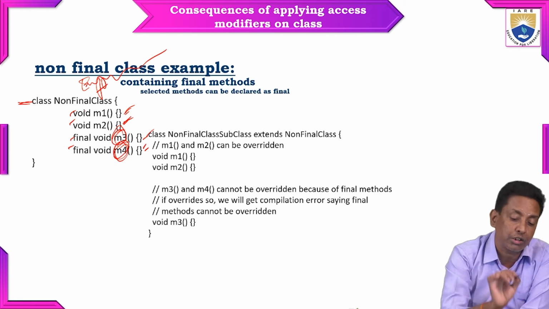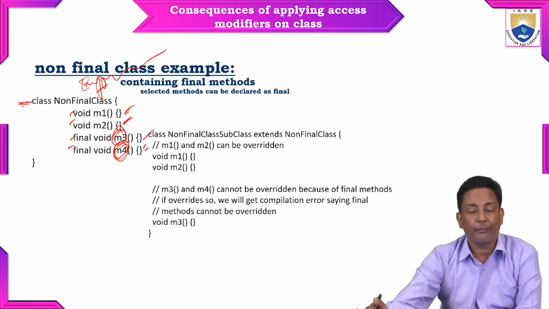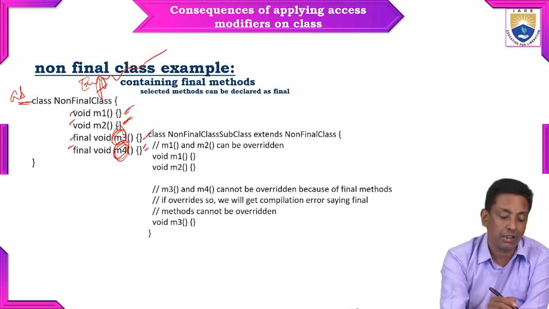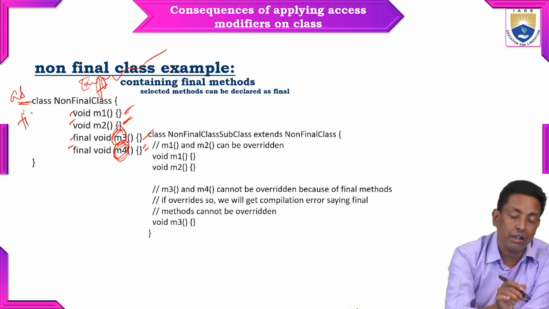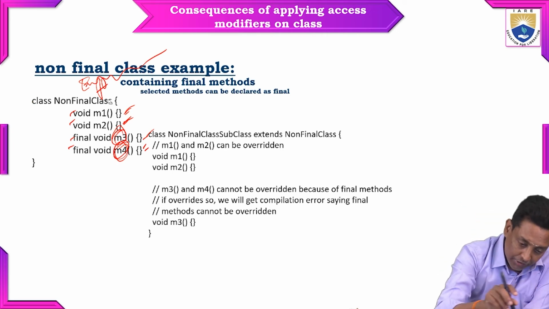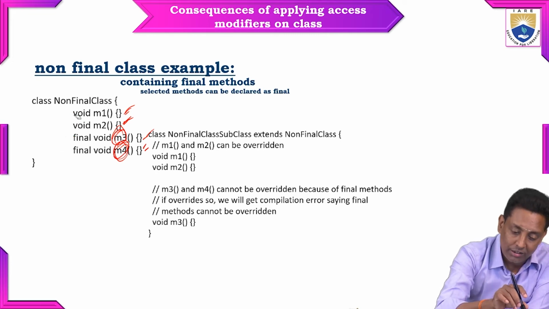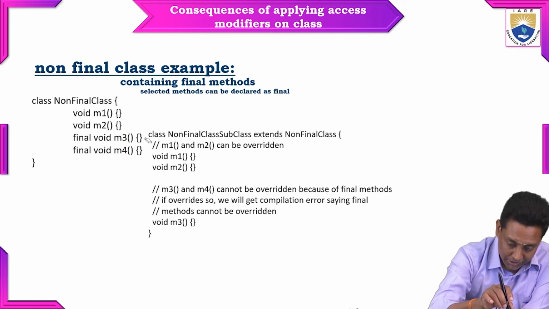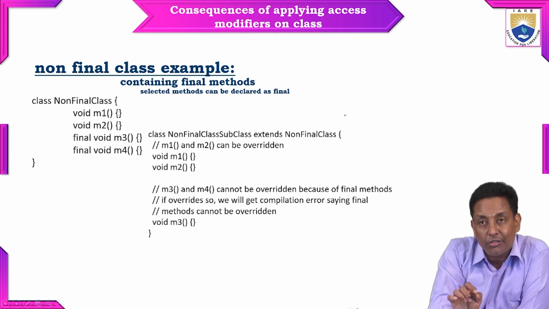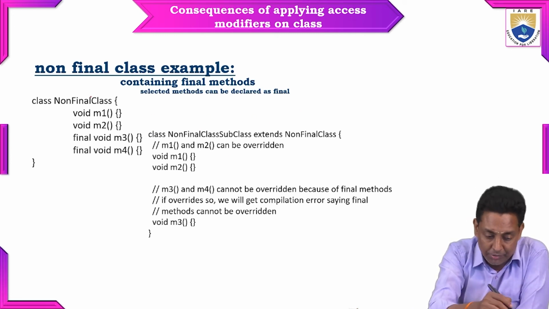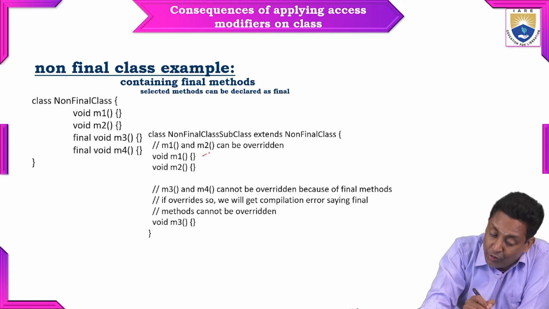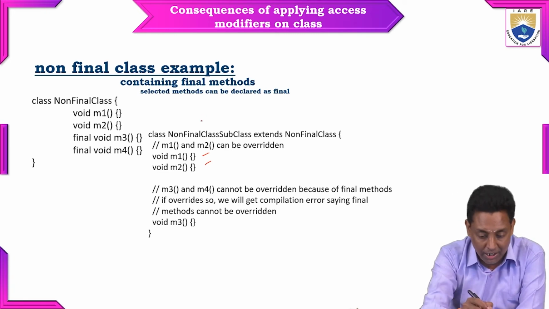So what can we do to this class? The class is not abstract also. If I found it abstract, I must decide not to instantiate this class. If I found this class is final, I should not derive from this class. But the class is neither abstract nor final, so it can be both inherited as well as instantiated. Very good. The class non-final class applies extends non-final class, and there is a class which is derived from this non-final class. M1, M2 methods can be overridden under this subclass.